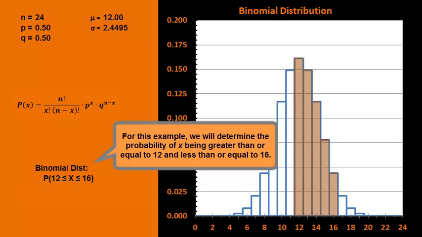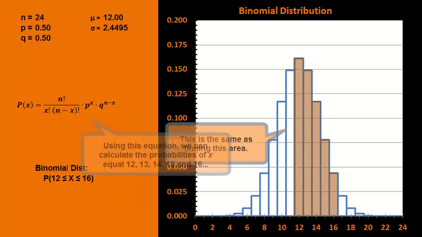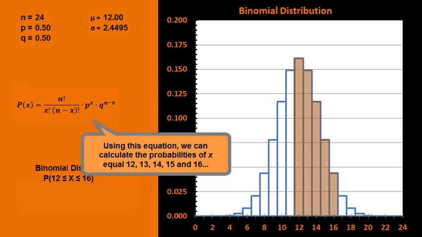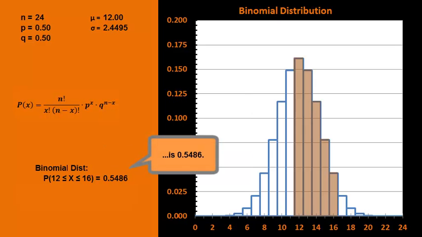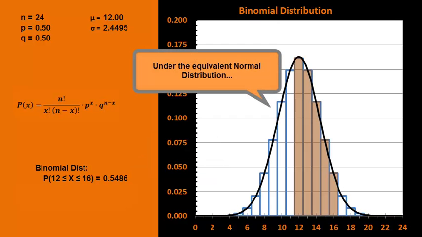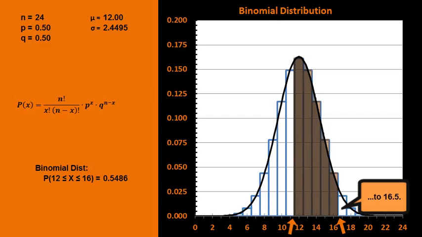For this example, we will determine the probability of x being greater than or equal to 12 and less than or equal to 16. This is the same as finding this area. Using this equation, we can calculate the probabilities of x equal 12, 13, 14, 15, and 16. The probability of x being greater than or equal to 12 and less than or equal to 16 is 0.5486.